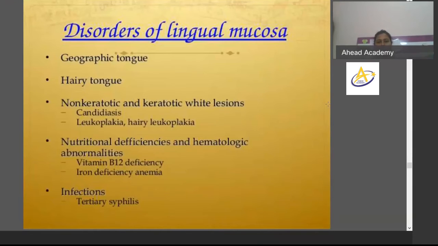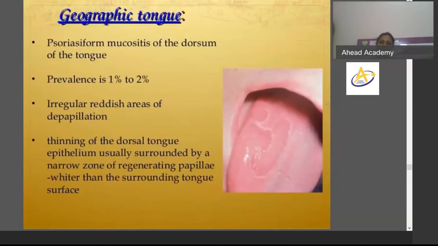Now the disorders of lingual mucosa. We know what is geographic tongue. Then there is hairy tongue. Then there are non-keratotic and keratotic white lesions, like candidiasis, leukoplakia. Then there are nutritional deficiencies, hematological abnormalities. Then there are infections.